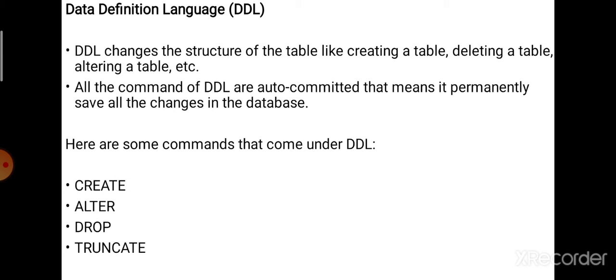All the commands of DDL are auto committed, which means they permanently save all the changes in the database. Once the user has made some changes, they are automatically saved permanently. That is called auto commit. Commit is a command used to save the changes which were made recently by the user. Here are the commands that come under DDL, which we have seen already: create, alter, drop, and truncate. Let us see the commands one by one.